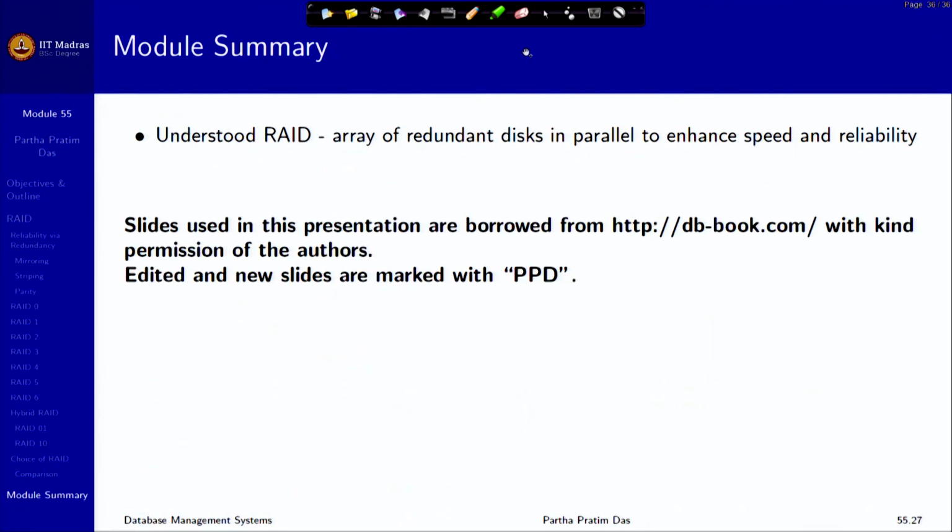So, with that we come to the end of this module. We have taken a look at high performance, high reliability, high capacity disk arrays built out of ordinary disks, RAID, which will be very useful in terms of our overall backup and recovery scheme and for our total database hardware design. Thank you very much for your attention.